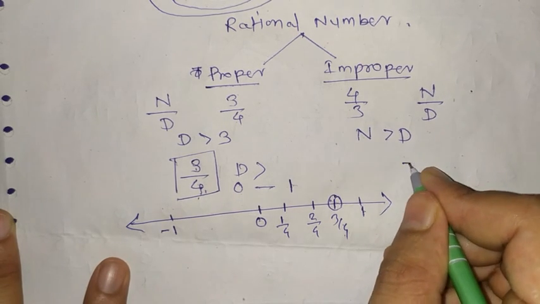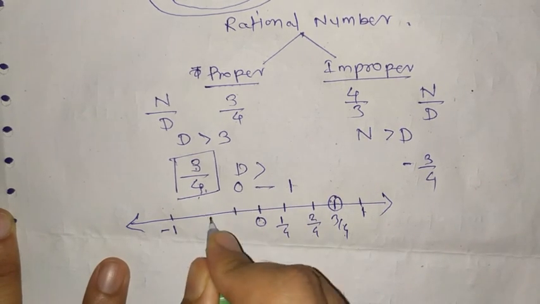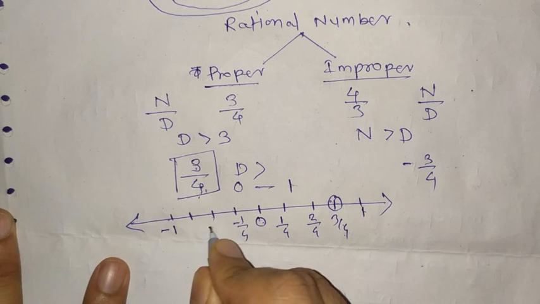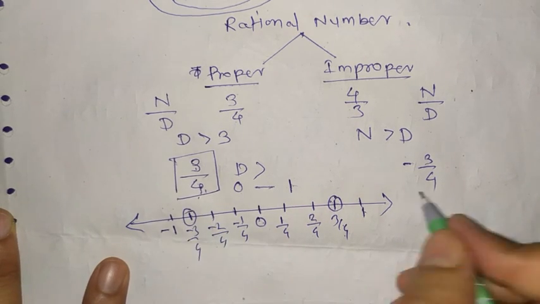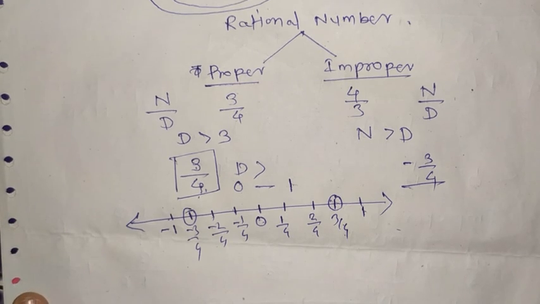Same procedure you can do for a negative number. So it will be present between 0 and -1. So you do 4 partitions: 1, 2, 3 and the 4th one is the number itself. So this is -1/4, -2/4, -3/4. So here we plotted the negative number -3/4. So once we plotted positive, you can easily plot the negative number also.